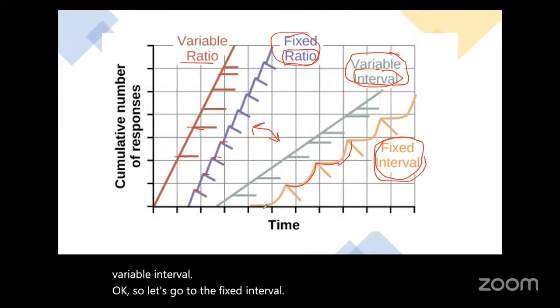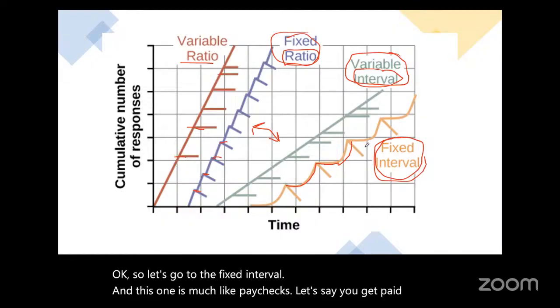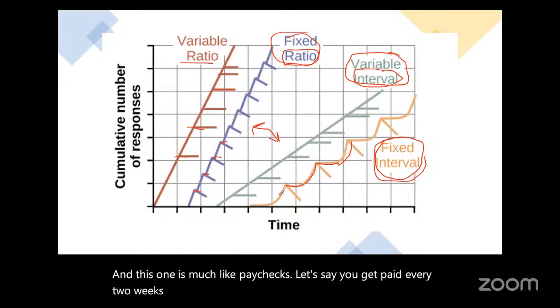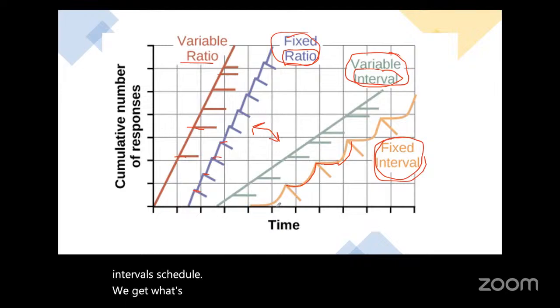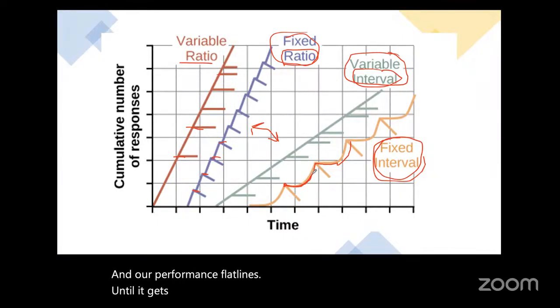And this one is much like paychecks. Let's say you get paid every 2 weeks. Okay, what we find is when we're paid on a fixed interval schedule, we get what's called a scallop. So we get paid, and our performance flatlines until it gets closer to the next payday, and then our performance increases.